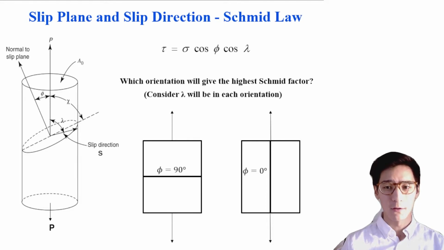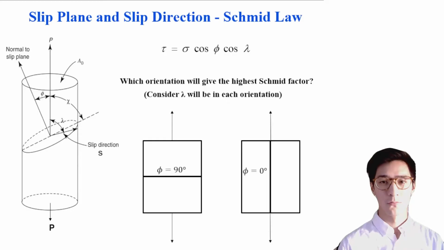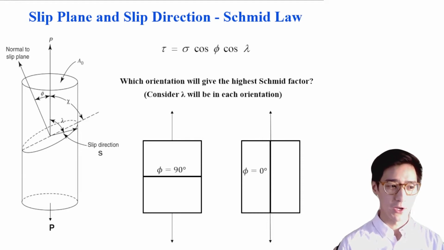As a brief exercise, predict which one of the orientations will give the highest Schmid factor. I've given you the angle phi, the slip plane inclination. Consider also what lambda, the angle between the load and the slip direction, will be in both cases. The answer is that both of these orientations actually give a Schmid factor of 0. That means, with an applied load in either of these slip plane orientations, none of the load will be transferred to the actual dislocation.